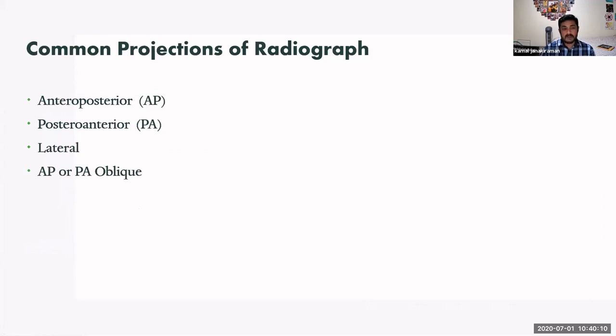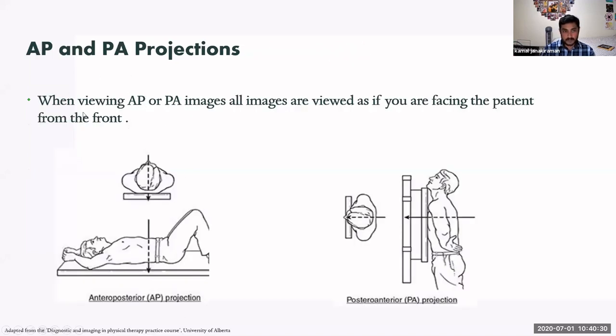So what are the common projections of radiographs? Common projections are anteroposterior, posteroanterior, lateral, and oblique views. There are lots and lots of views, but these are the common projections normally ordered. Now, this is the anteroposterior projection. During AP projection, the X-ray beams pass from anterior towards posterior. In the posteroanterior projection, the X-ray beams pass from posterior to anterior.